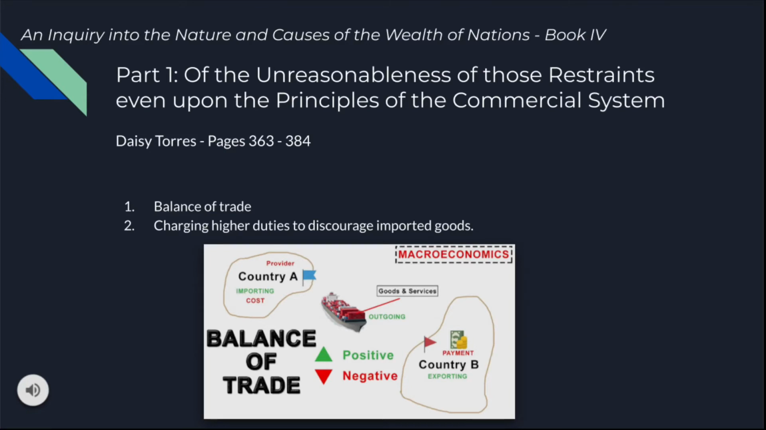Many will opt to charge higher duties, which are taxes, to discourage imported goods. For example, the impost of 1692 subjected French goods that were being imported to Great Britain to a duty of 25% of the rate, while other nations did not have to undergo this tax rate.